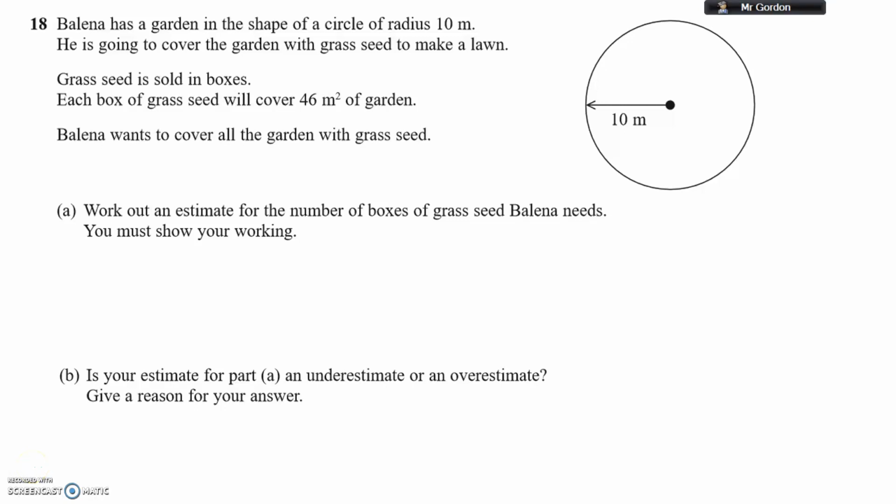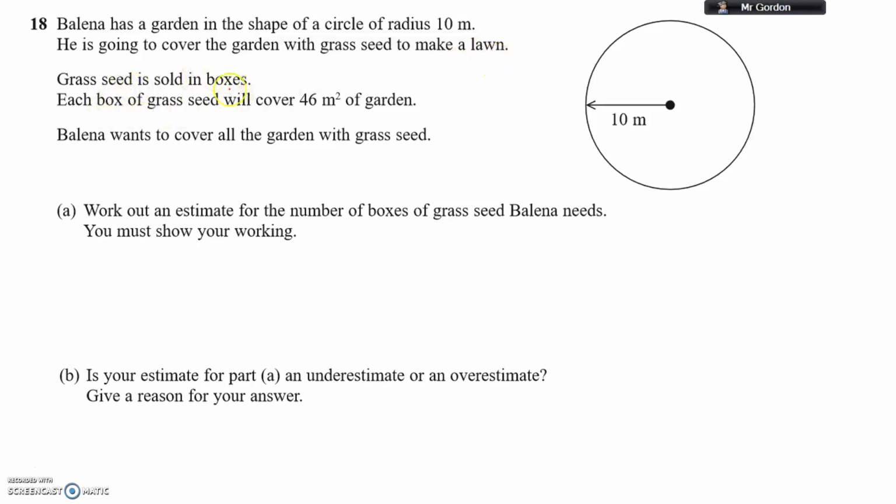Okay, question 18. We are in the garden with Belina, alright? Belina has a garden in the shape of a circle with radius 10 metres. Here is the garden, there's the radius 10 metres. He is going to cover it with grass seed to make the lawn.